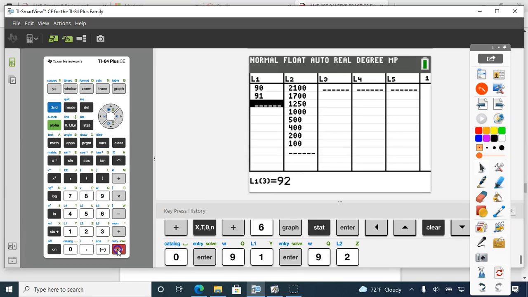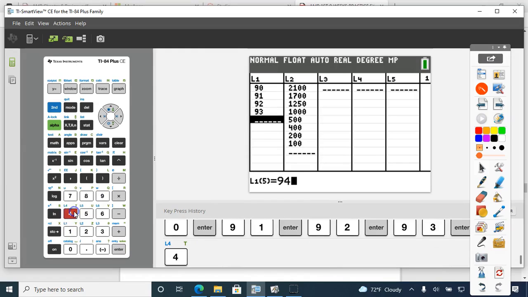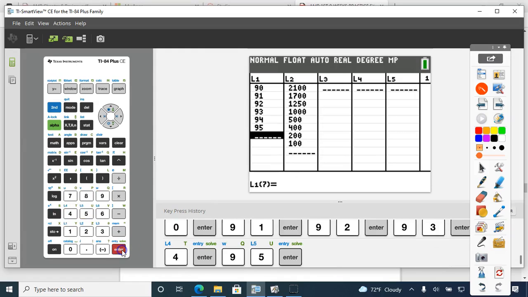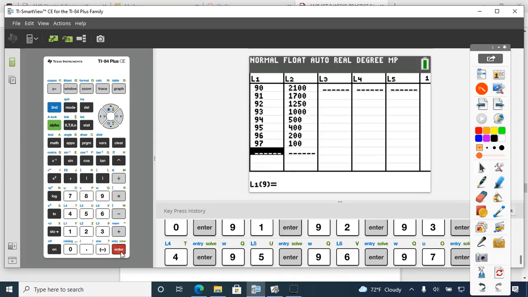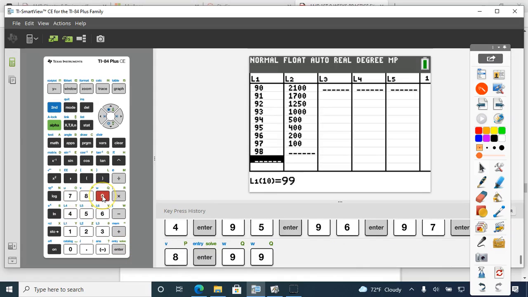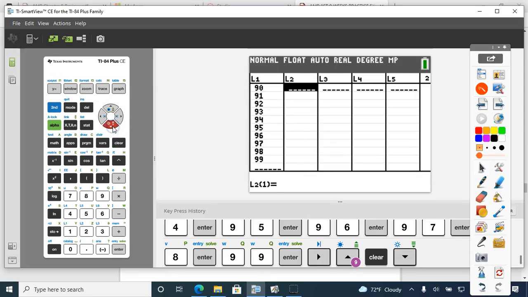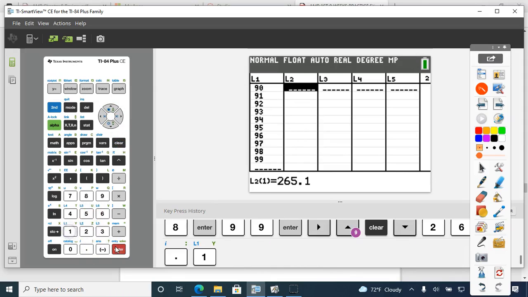1992 would be 92 years. 1993 would be 93 years from 1900. 94, 95, and you see the pattern. 96, 97, 98, and 99. Okay. Over here, for my L2, figure that out. We have 265.1. Again, take your time plugging them in.